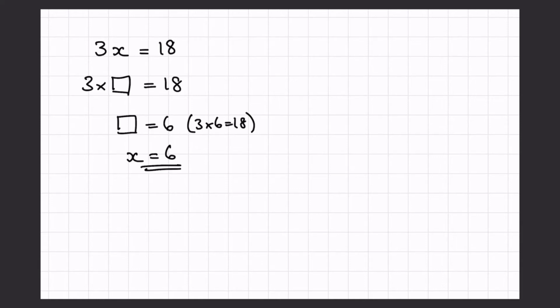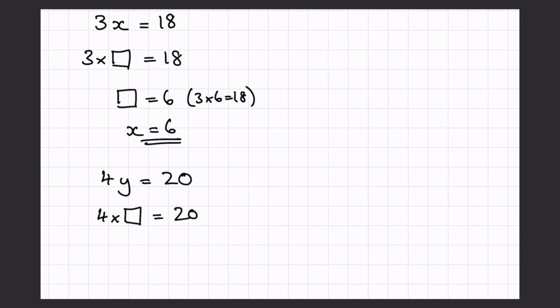And let's just be a little bit different. Let's have 4y is equal to 20. You can have a go at this yourself, but what this is saying is 4 multiplied by some number is equal to 20. Well, what must I multiply 4 by in order to get 20? Well, that number is, of course, 5.